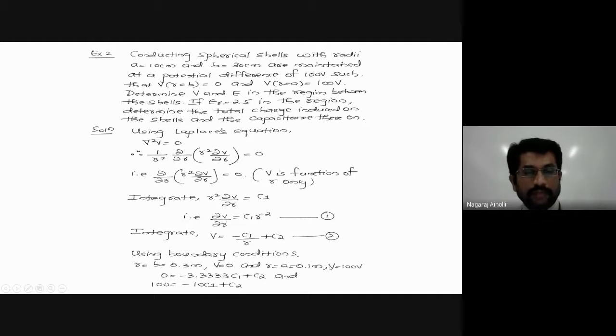Let us use the boundary conditions. Once we integrate, the next step is to use the boundary conditions. First step is to integrate: use the Laplace equation, del square V equal to 0, and then integrate it. Get the equation in terms of C1 and C2. Then use the boundary conditions. That is the procedure for solving the Laplace's equation. At R equal to B, they have given it as 0.3 meters.